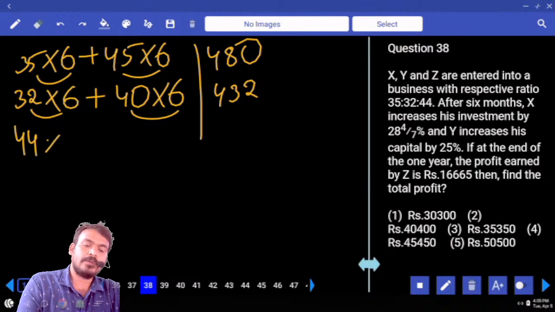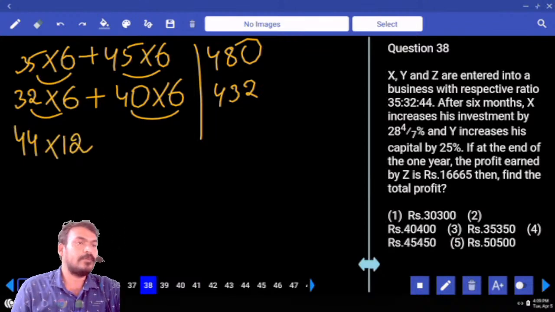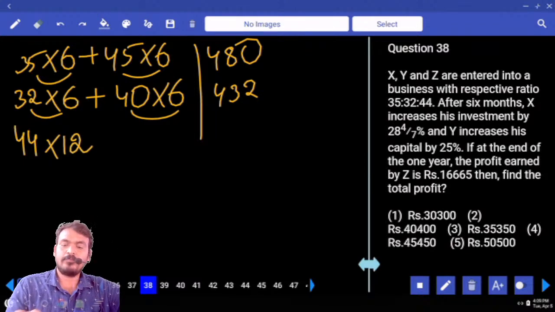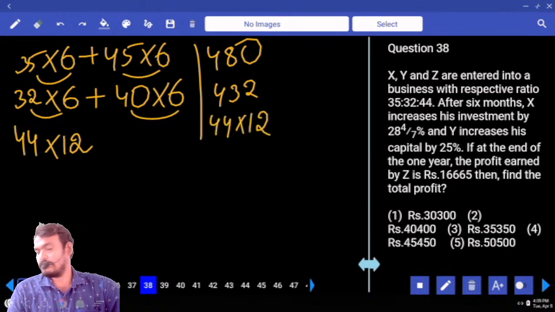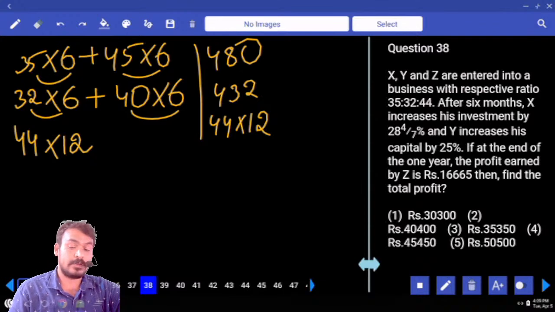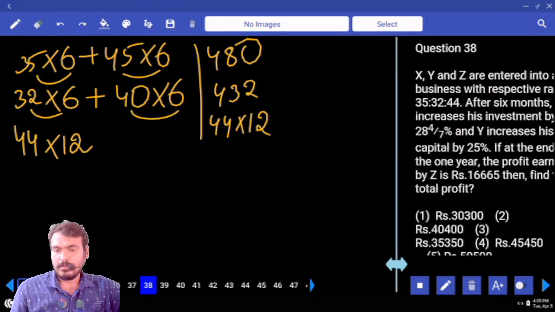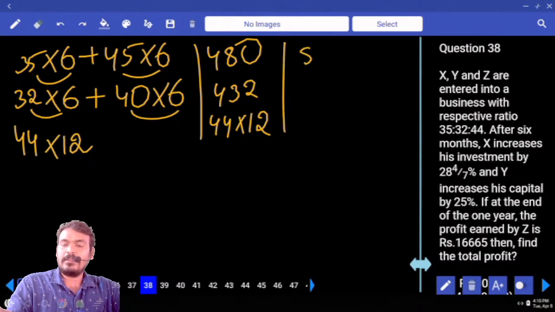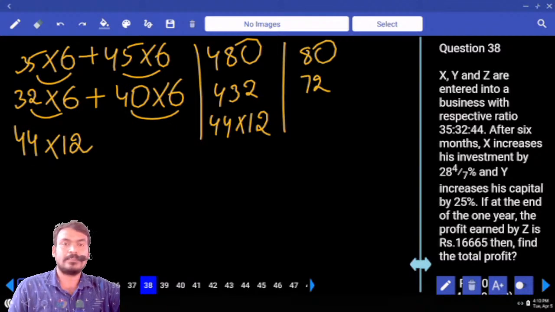And third one, 44 into how many months? 12 months, or not? Okay, 44 into 12. All are multiples of 6, or not? 6 how many times? First one 80 times. 6 how many times? 72. Next, 6 how many times? 88, or not? 80, 72 and 88.